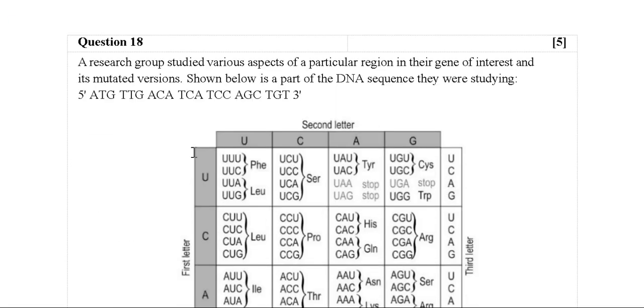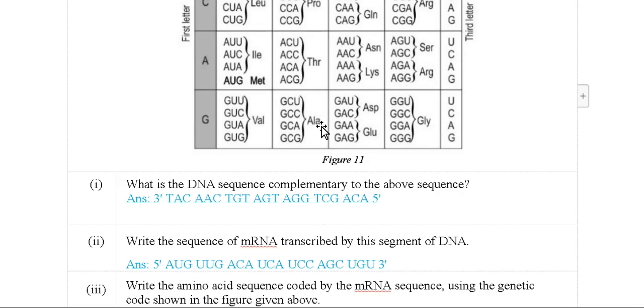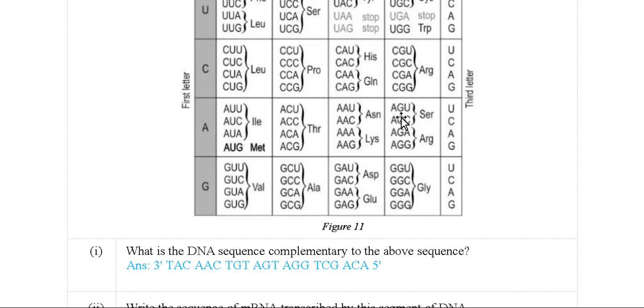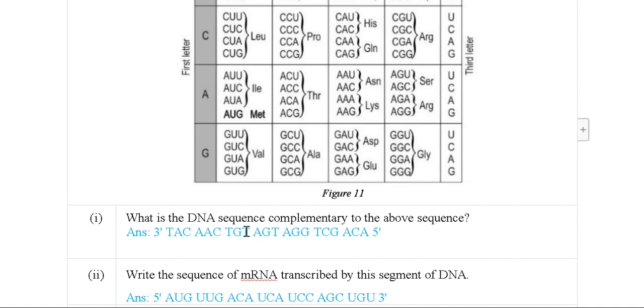Last question. It is given from molecular basis of inheritance. A research group studied various aspects of a particular region in their gene of interest and its mutated versions. Shown below is a part of the DNA sequence they are studying, 5' to 3'. These are the sequences. Now come to the question, and they have given this information about the genetic code and which particular amino acid is formed from which codon. So what is the DNA sequence complementary to the above sequence?